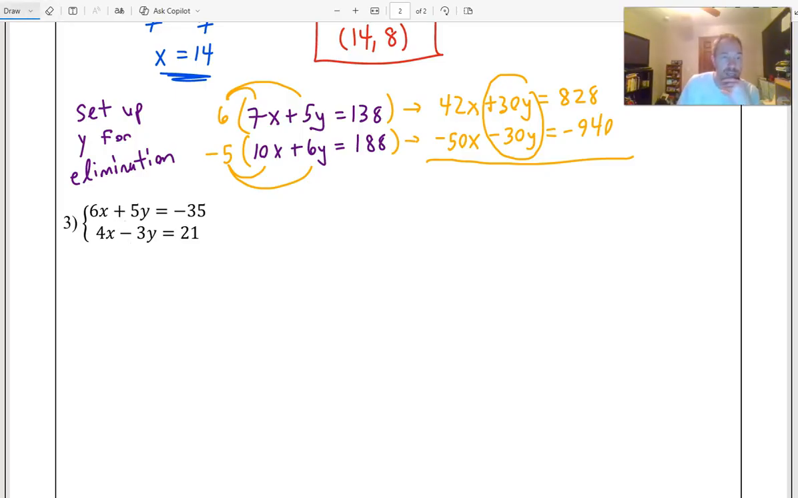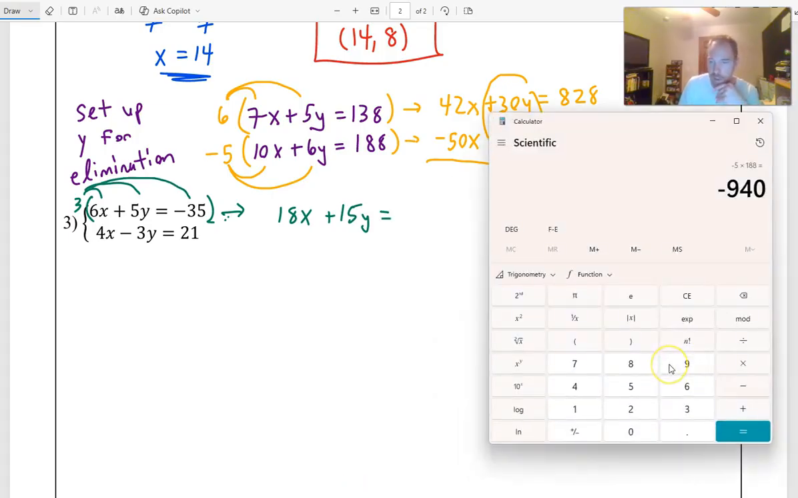So I'm just going to take a positive 3 from the second equation and multiply this. So 3 times 6x is 18x. 3 times positive 5y is positive 15y. And then 3 times negative 35 is, I think that's negative 105, but let's double check. 3 times a negative 35.